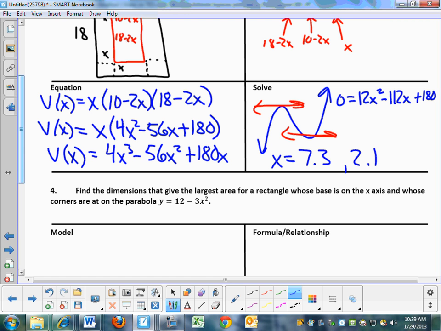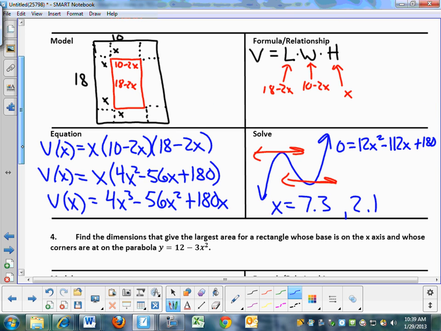Which one do we keep? The 7.3 or the 2.1? Okay, so there's two ways you can think about this. First of all, look, 2.1 comes before the 7.3, right? And you can see from the graph that that's going to give you your biggest, your maximum. Second of all, think about the original domain of the problem. If we were to cut 7.3 off of each side, you would have 10 minus 2 times 7.3.